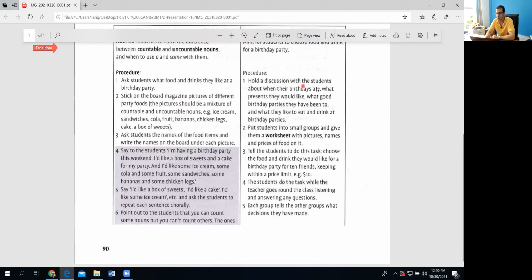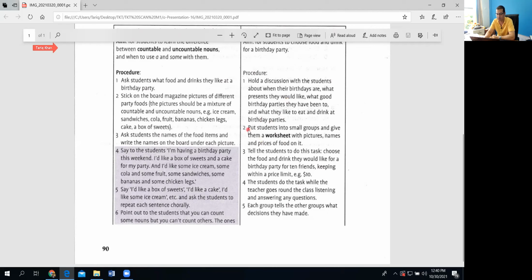Hold a discussion with the students about when their birthdays are, what presents they would like, what good birthday parties they have been to, and what they like to eat and drink at birthday parties. Now you just see, compare this procedure here. There she's asking a question straight away, but here she's giving a chance and holding a discussion, right? What they like, what type of parties they have been arranging, and what they like to eat and drink at them.